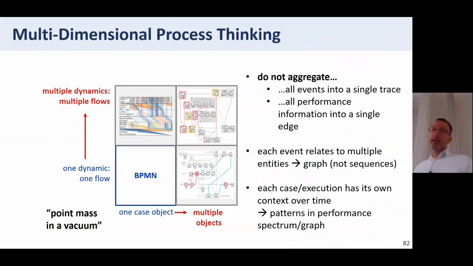So what I want to get across to you with this is, do not aggregate. Yeah? Do not aggregate all the events that you have into a single trace, because these were the tools that we had. Now we have better tools, so don't aggregate. Don't have separate traces in this graph that kind of synchronize. Don't aggregate the performance information into a single edge, like in the performance. The performance segment doesn't do this, so you're going to see more.